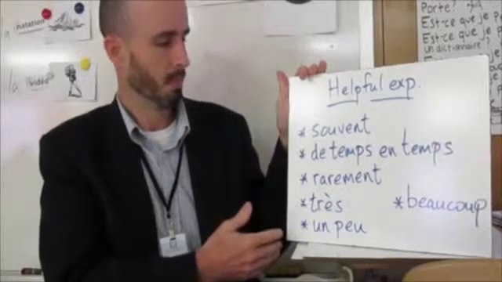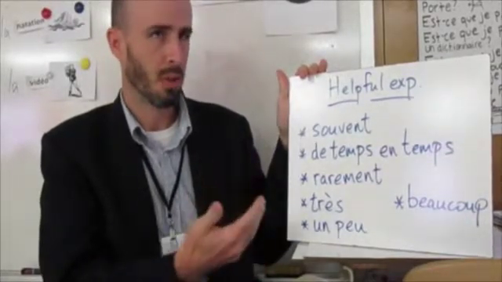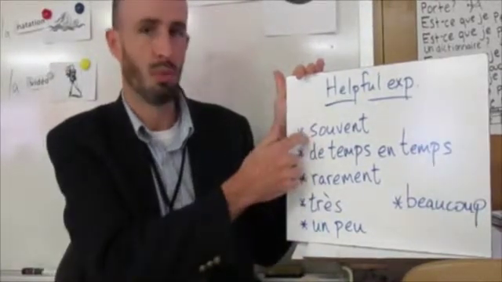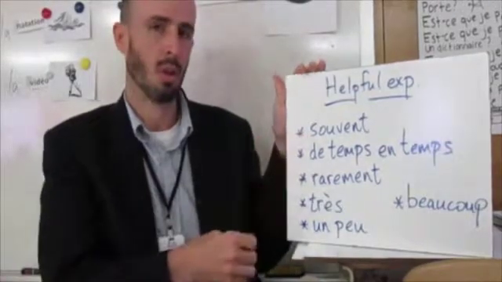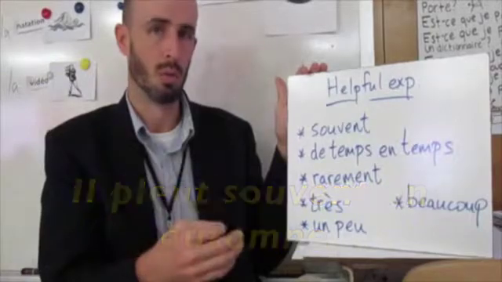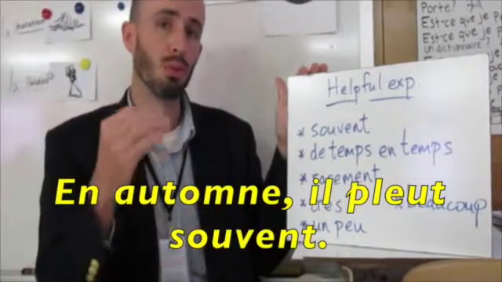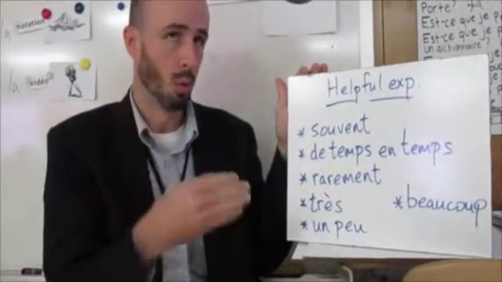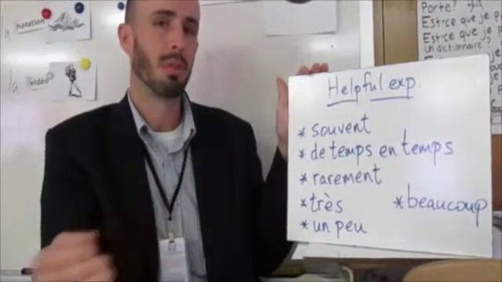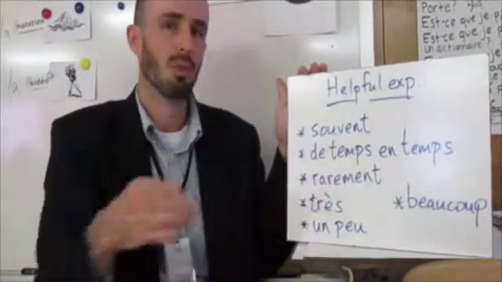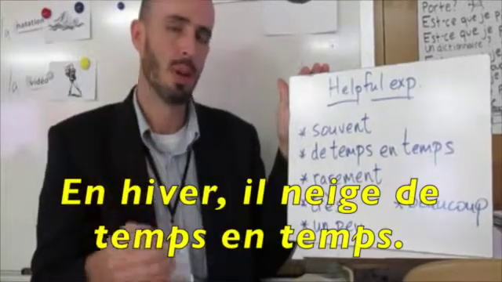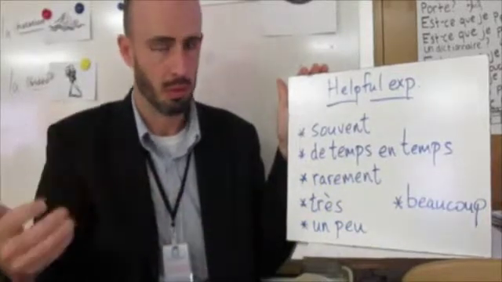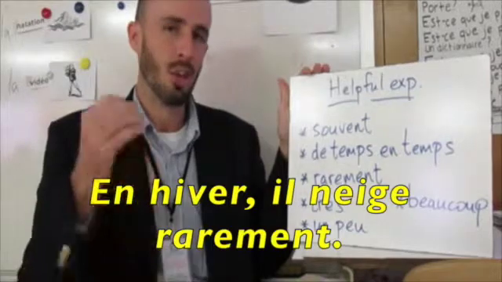A couple of adverbs. Okay? So for example, you want to say that it rains often in autumn. The adverb souvent means often. You could say il pleut souvent en automne, or en automne il pleut souvent. The adverb comes after the verb. Let's say you want to say in winter it snows from time to time. The adverb de temps en temps means from time to time. You could say en hiver il neige de temps en temps. Or if you want to say it rarely snows, en hiver il neige rarement.